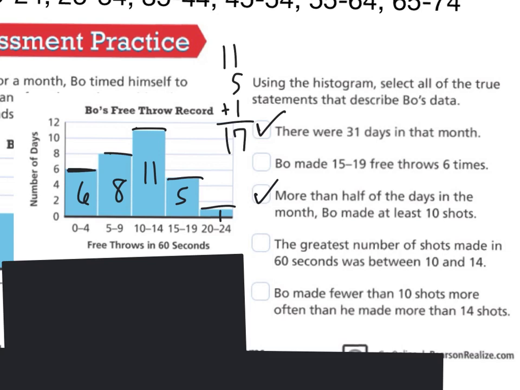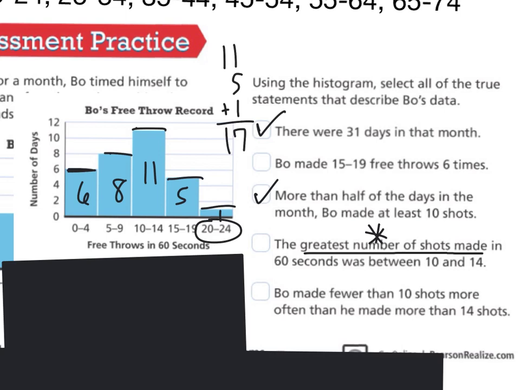The next one says the greatest number of shots made in 60 seconds was between 10 and 14. So this one, we did some problems like this in the book. The greatest frequency of shots made was between 10 and 14, but the greatest number of shots that he made was somewhere between 20 and 24. So that one doesn't work.